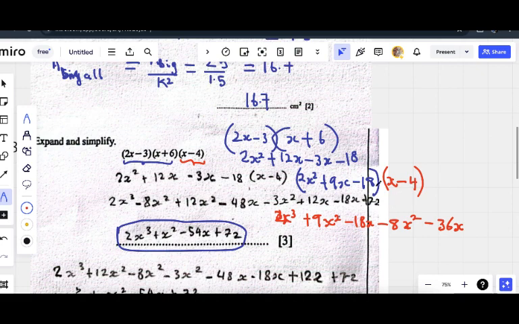Then we say negative 4 times negative 18. Negative will be positive. I think here we'll get plus 72. Right? Here we get 72. You can confirm 18 times 4. You get 72. Is that okay?